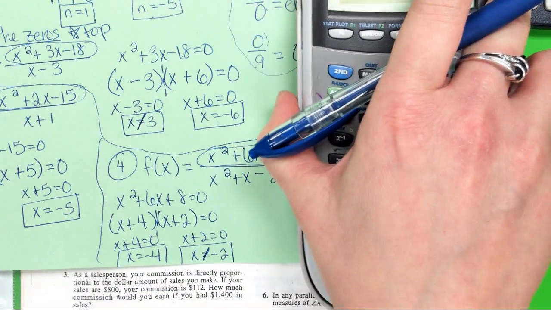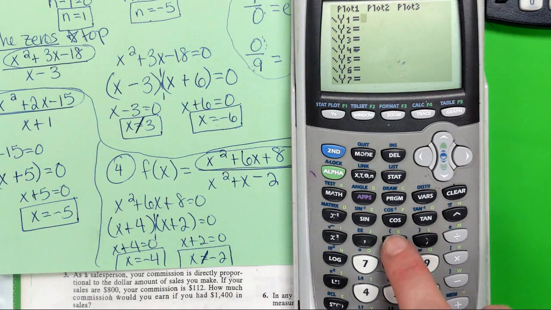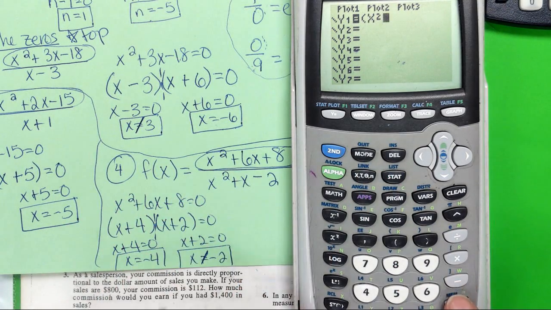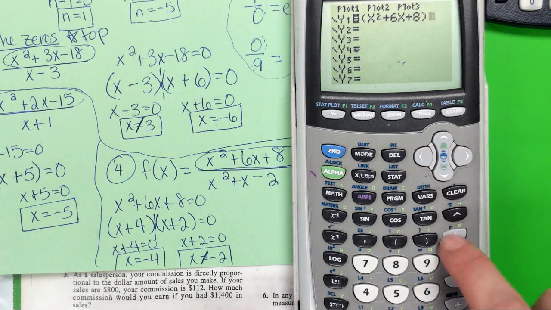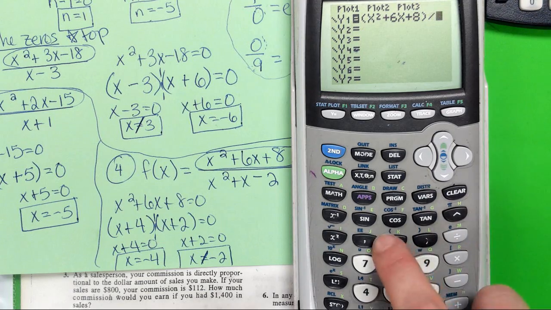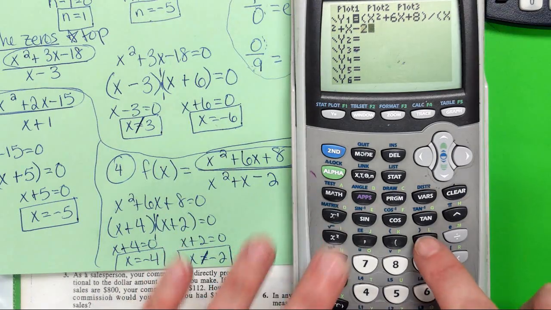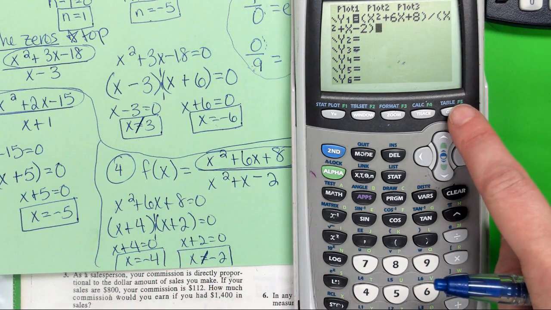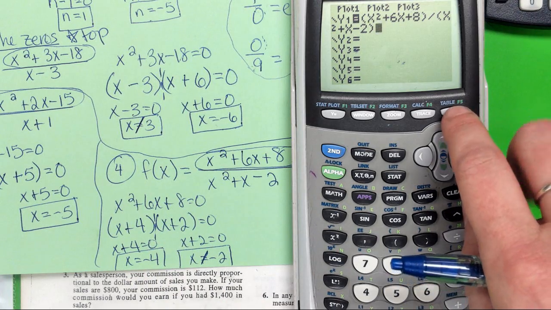Alright, how else can we do it? We can plug it in our graphing calculators, right? Let's plug it in, make sure we know how to do it. Parentheses, x squared plus 6x minus 8. Oh no, plus 8, I'm sorry. Divided by parentheses, x squared plus x minus 2, right? And then hit graph.